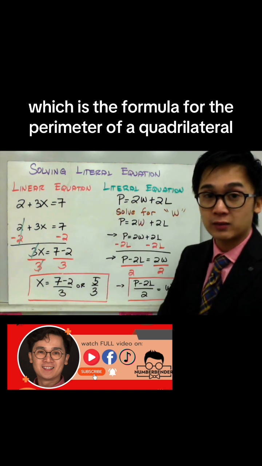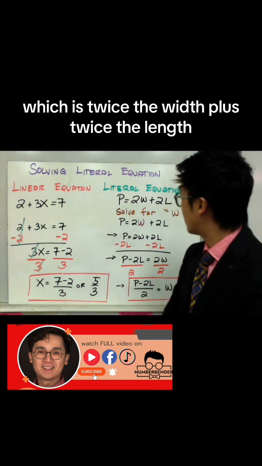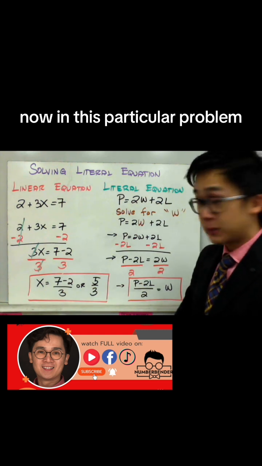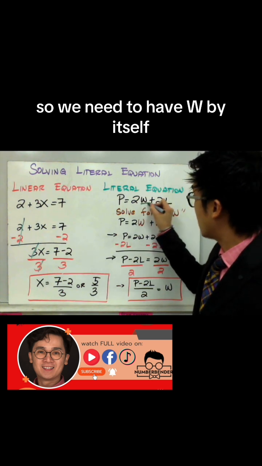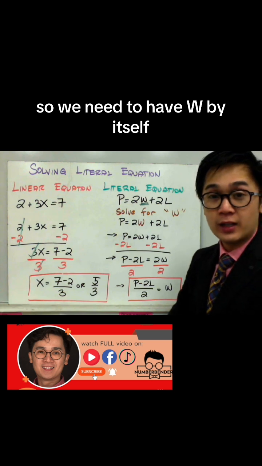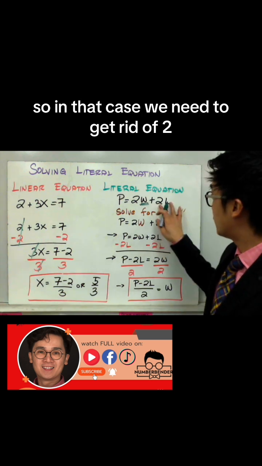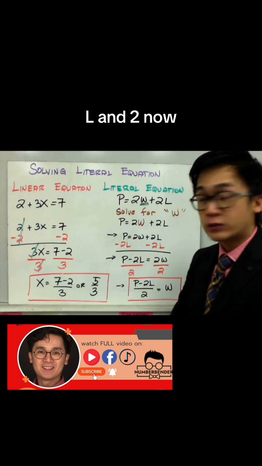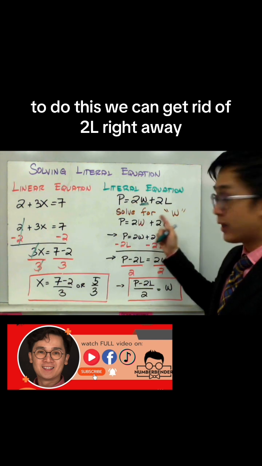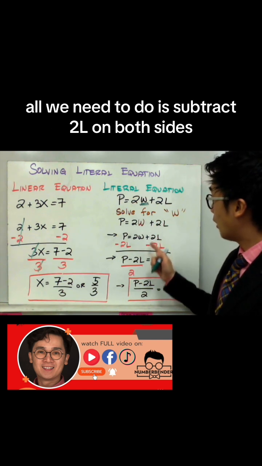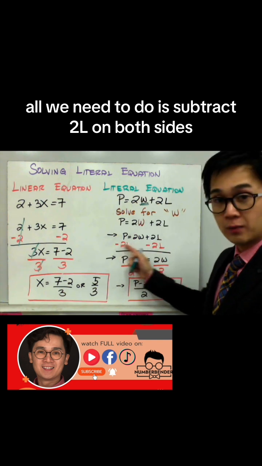This linear equation is somehow similar to our last example, which is the formula for the perimeter of a quadrilateral, twice the width plus twice the length. In this problem, I want you to get rid of w, so we need to have w by itself. In that case, we need to get rid of 2l and 2. We can get rid of 2l right away. Since there's a plus right here, all we need to do is subtract 2l on both sides.